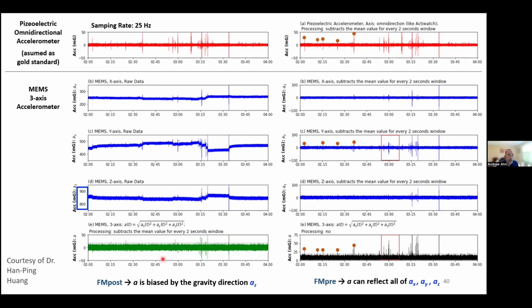It's because the FMpost has almost a preferential bias towards the axis that is more oriented towards gravity. You can see here that the value for the z-axis is 800 to 900. Because the watch is positioned like this, it's almost like your wrist is positioned like that. So what FMpost does is bias toward the motions you see in this z-axis because it is aligned with gravity, and it shows up here, whereas the motions in the other axes are not appearing here. And that is an important differentiation between the two.